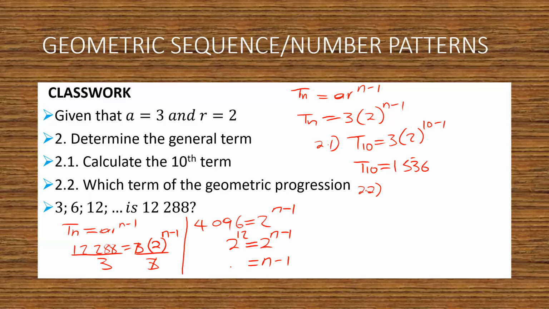12 equals n minus 1. Yes. And then 12 plus 1 equals n. Therefore 13 equals n. Perfect. 100%. May I proceed? Yes.